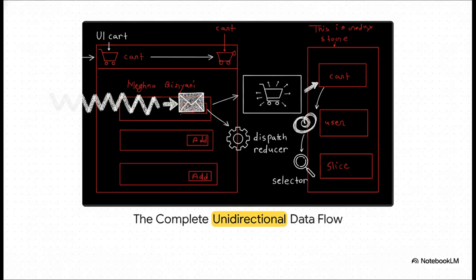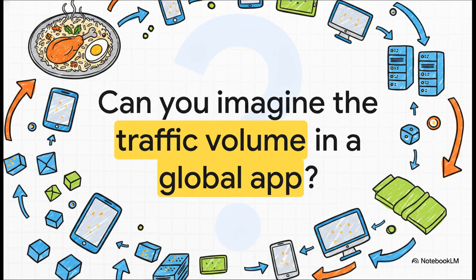predictable, and virtually bug-free. I want to leave you with this final thought. If this entire flawless loop runs just for one single plate of Meghna biryani, can you imagine the sheer volume of traffic flowing through the Redux store of a massive global app with millions of users? It really puts into perspective how powerful this architecture is, perfectly managing data in an endless, organized loop every single time a user clicks.